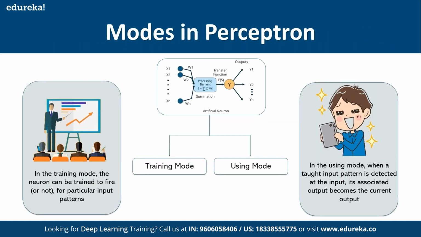Now, how can you use this neuron? That neuron works in two modes, training mode and using mode. In the training mode, the weights are locked. We will lock the weights. And in the using mode, we will not change the weights. We will use the neuron as it is.